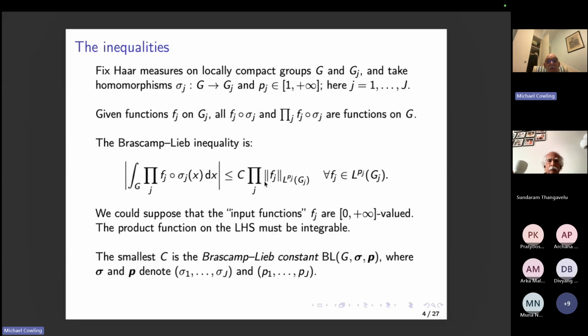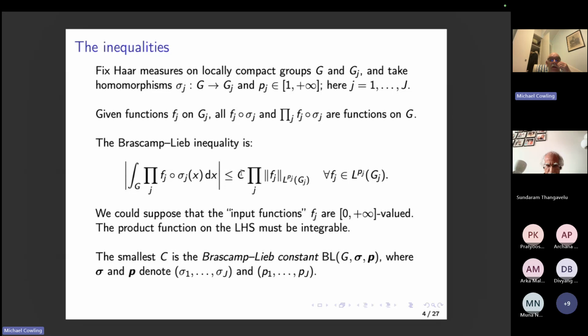And I suppose it's worth pointing out that if we have fj which are in L^p, then we can always just make them positive without changing the L^p norm, and then fj composed with sigma j is also a positive function, and so we don't really need the modulus. And then the point is that, at least if this is a positive function, for this integral to be finite, this product function really has to be integrable in a standard kind of sense.